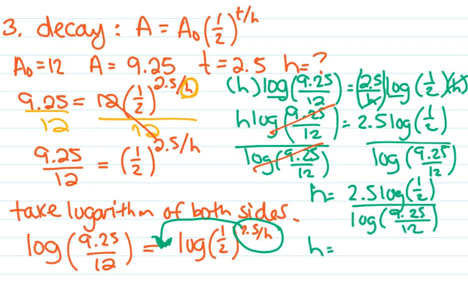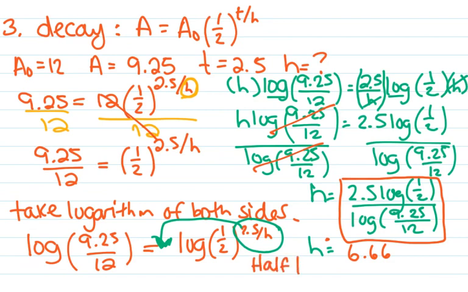Now, you're going to plug this whole thing into your calculator, and you will get 6.66 approximately. So, what does that mean? Well, that means that the half-life of tritium is approximately, well, exactly 6 2/3 years.